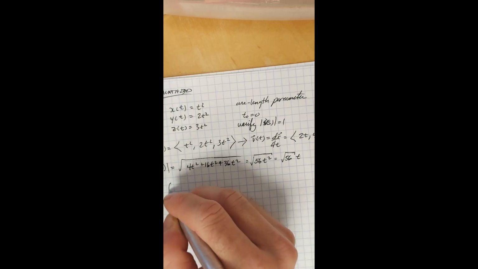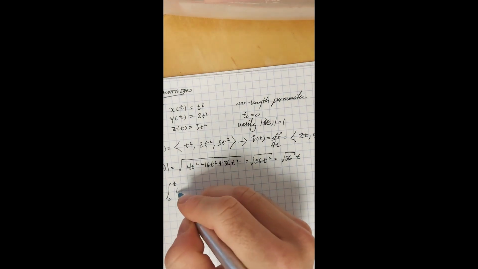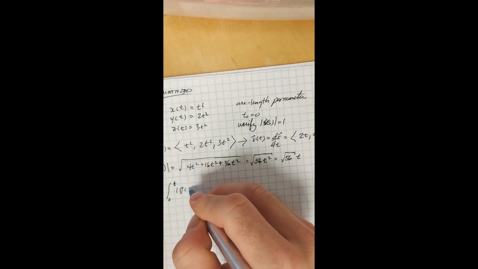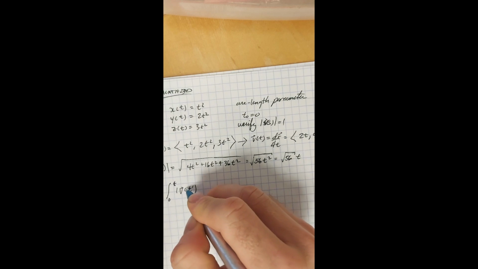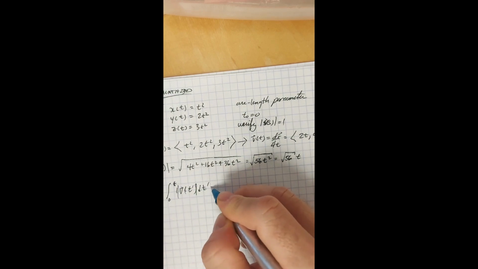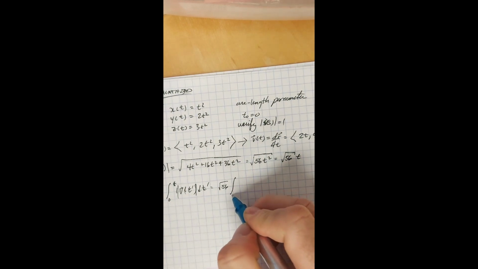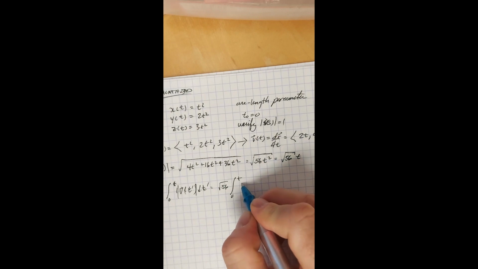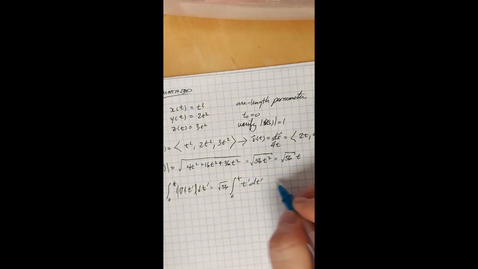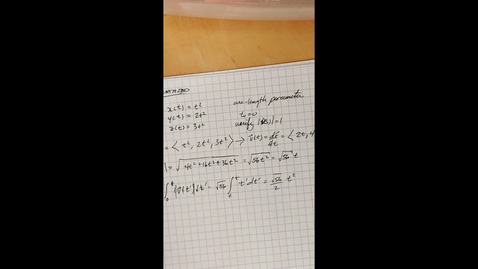So we have the integral from 0 to t. We're taking t0 to be 0. Absolute value of v of t prime dt prime. This is just a dummy variable, and so we can integrate that. So we get the square root of 56 times the integral from 0 to t of t prime dt prime. So this gives us the square root of 56 over 2 times t squared, minus the lower limit of 0.